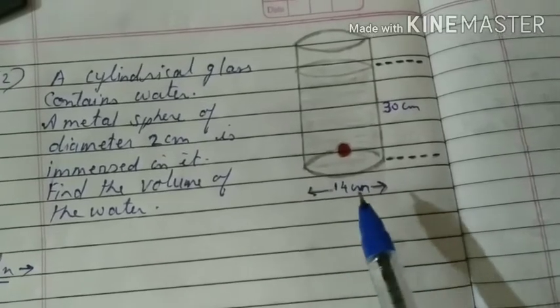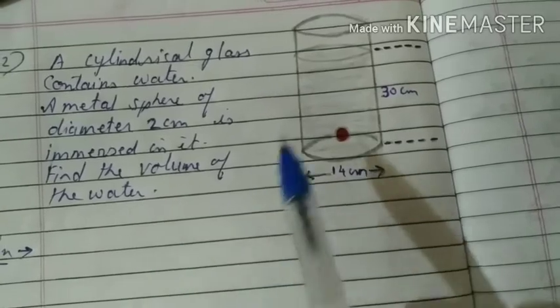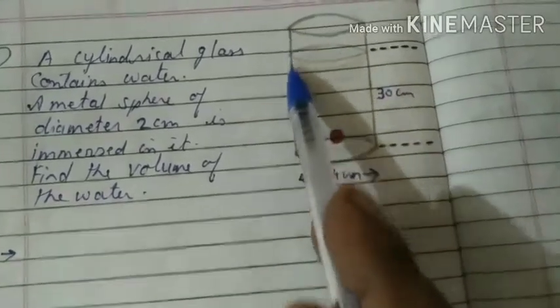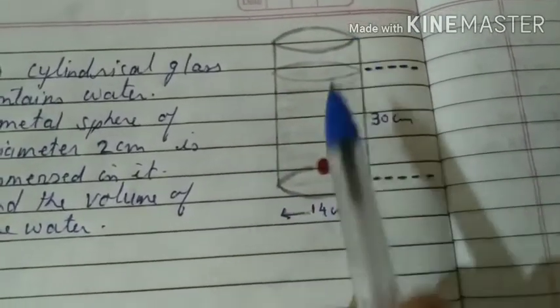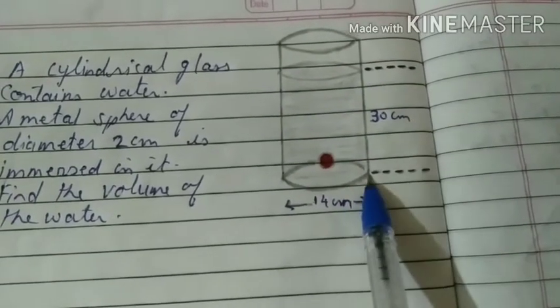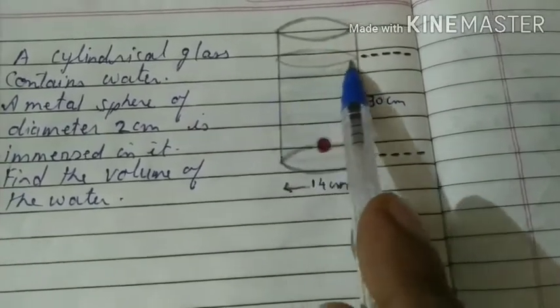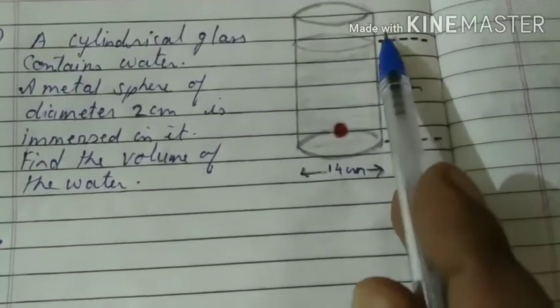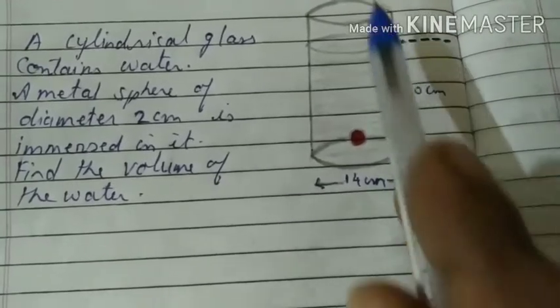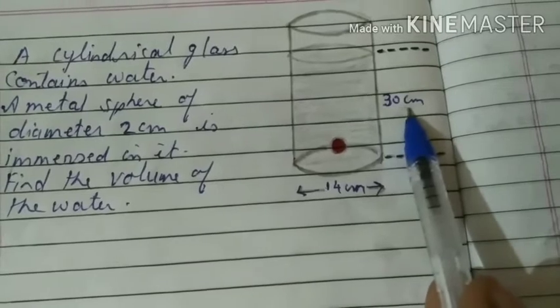Now see students, all the markings in the textbook are given very clearly. If you see, this is a cylindrical glass where the level of water is still here. See, the markings are given from the bottom. It's not filled up to the brim. It's filled till here. And the height of this water, not the cylinder, the height of this water is given 30 centimeter.